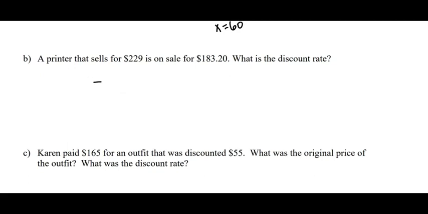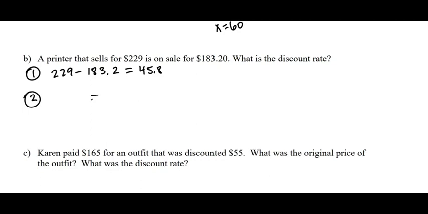Okay, let's go back. So first, step 1, 229 minus 183.20. We could do it the other way, but that's just a little bit more complicated. 229 minus 183.2. Yeah, 45.80. So 45.80 is your actual discount amount.